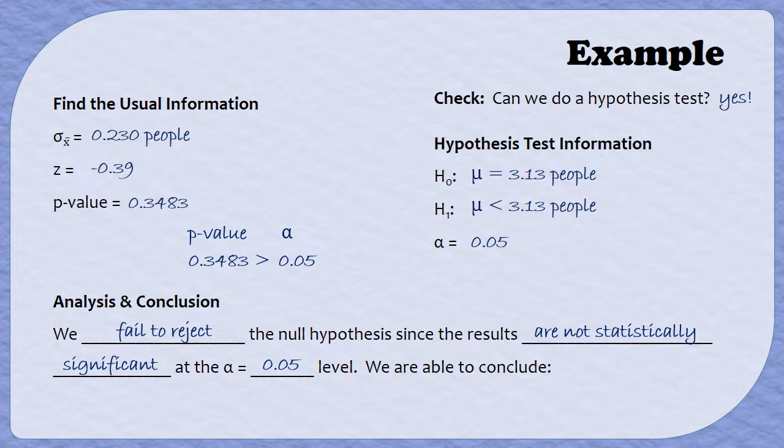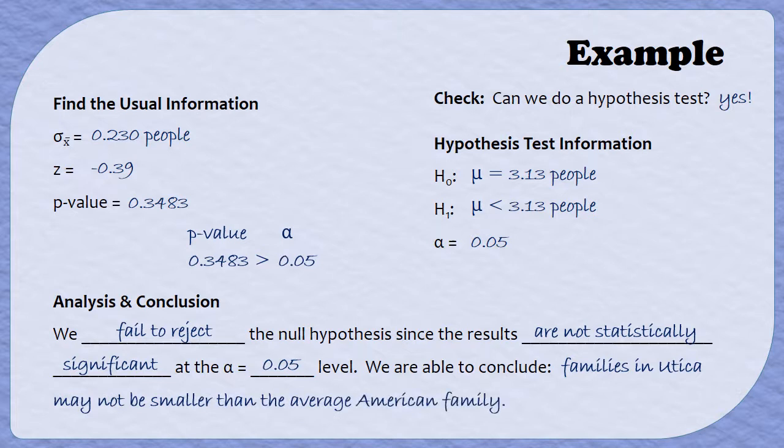We can't prove that all green teddy bears have a flower on them. We can just say that that might be true. So when you fail to reject the null hypothesis, it means that the null hypothesis wins, but we can't proclaim it as definitive. So our conclusion here is going to be that families in Utica may not be smaller than the average American family. So our alternate hypothesis may not have been true. So we're going to have to use a little bit of wishy-washy language here.